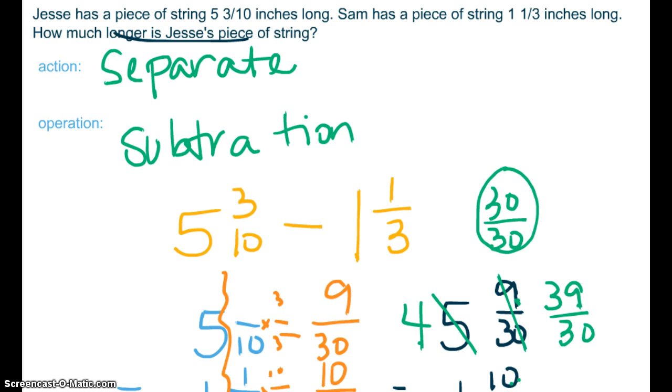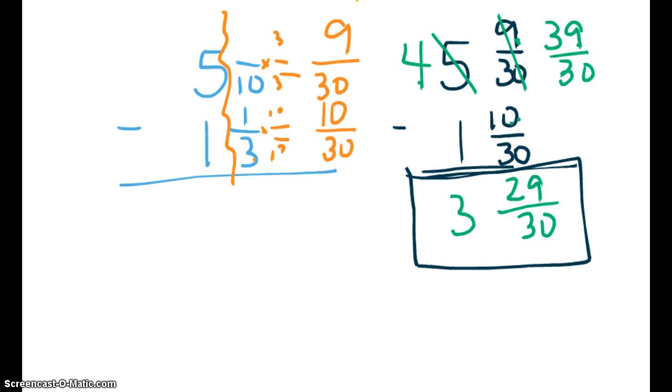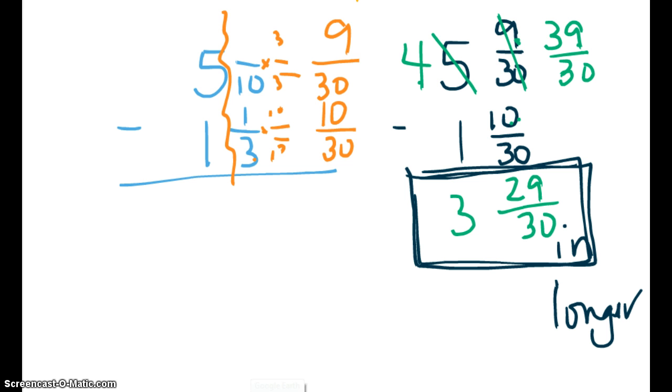So how much longer is Jesse's piece? His piece is 3 and 29/30 inches longer. Now this should be a review from 6th grade, but if you are having trouble remembering it, watch the video a couple of times and we'll talk about it more in class.